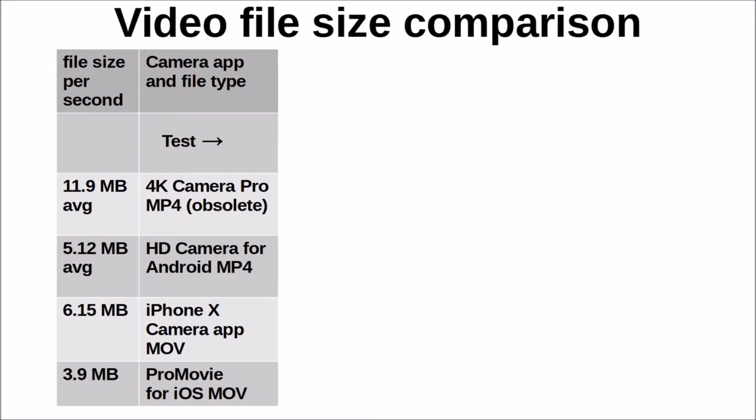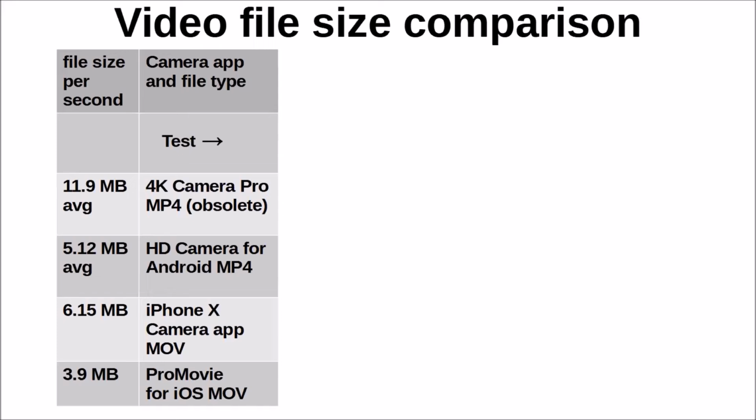So you pick the one that you're comfortable with. Personally, after I did this, I probably won't use 4K Camera Pro again, because that's just too high a data rate. Look, I can cut it in half by using HD camera for Android. And I think that's a big deal. In another way, it's a big deal as well. And this is what I was referring to earlier.